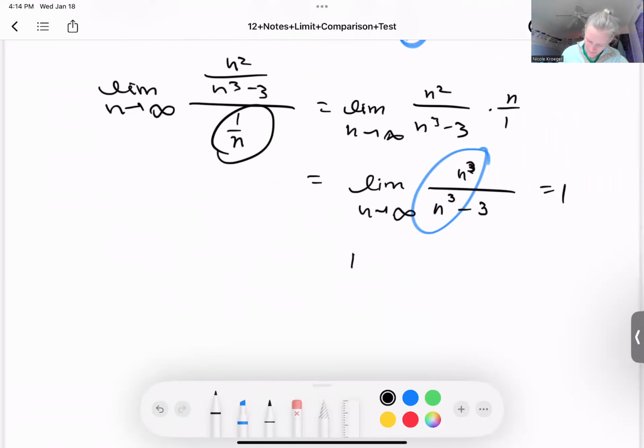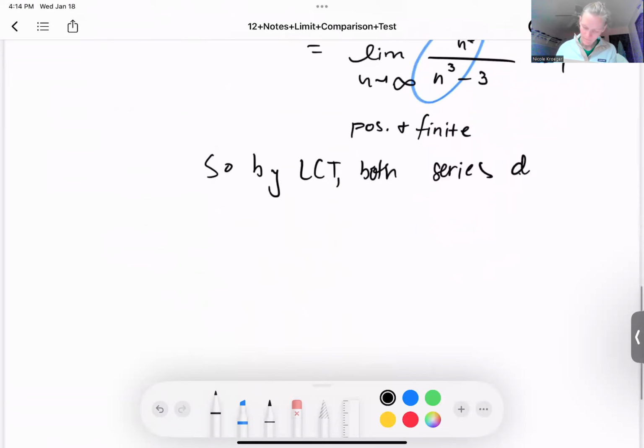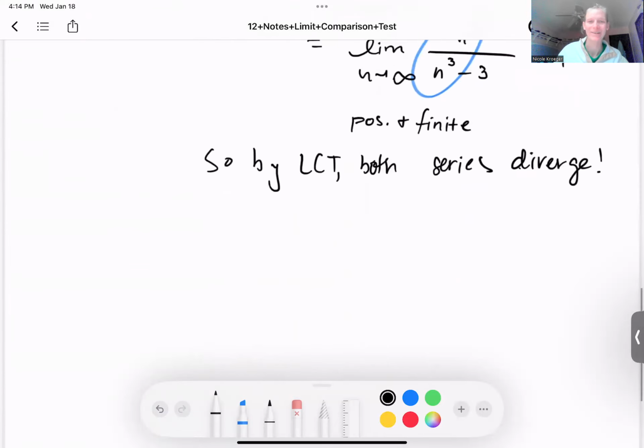So this is positive and finite. So by the limit comparison test, both series do the same thing. And what did they do? They both diverged. Okay, and we'll get a lot more practice with the limit comparison test during class.